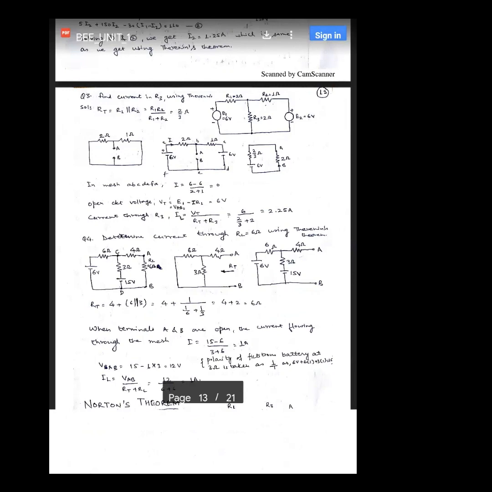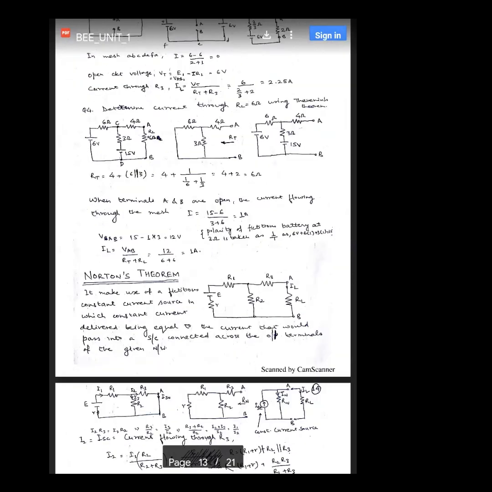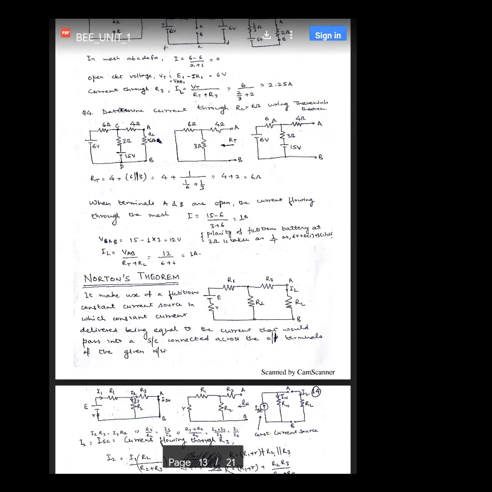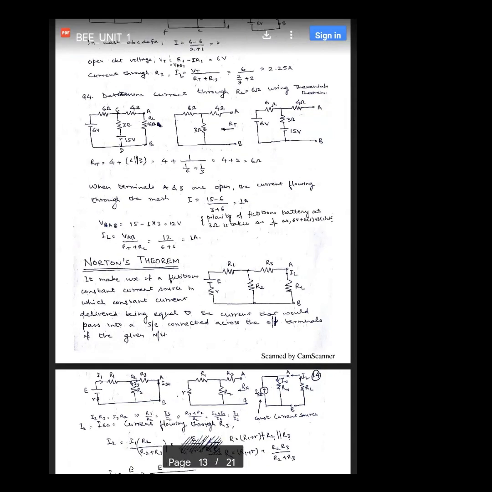So this is another numerical on same lines. Here we have to calculate the current through the load resistance of 6 ohms using Thevenin theorem. First of all, we have to calculate the Thevenin resistance. Now we are open circuiting the load resistance and short circuiting the voltage source. So current will be flowing here.